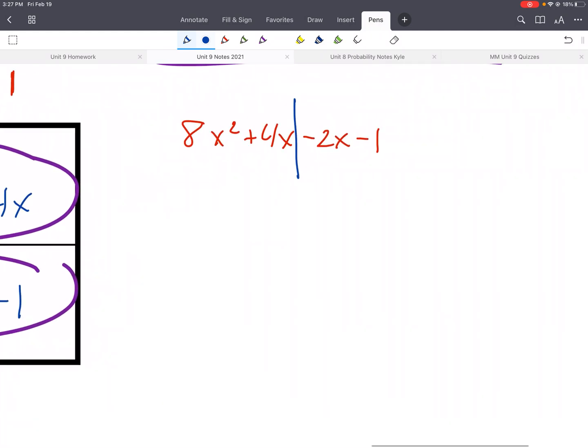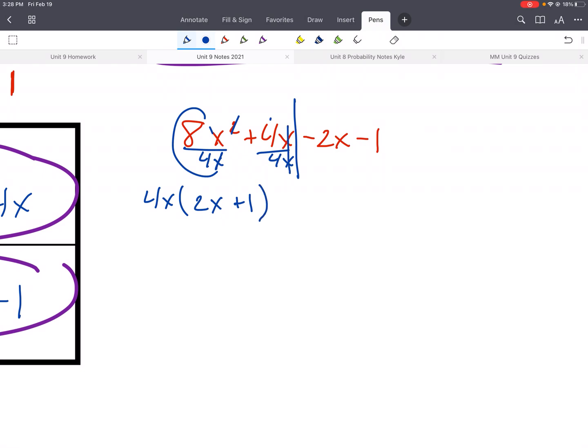We'll take out the greatest common factor for the left side, which is a 4x, and then we need to divide everything by 4x. That would leave us with 2, and one of the x's would cancel, so 2x. And then on the second term, 4 divided by 4 gives you 1, and the x's would cancel. Then we need to do the right side, so we have a leading negative, so we take out a negative 1. So we divide everything by a negative 1, and that would leave us with 2x plus 1.